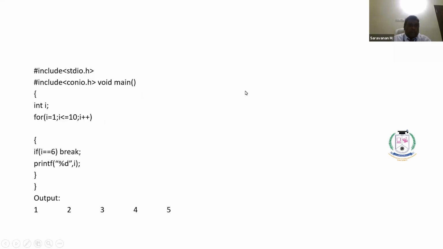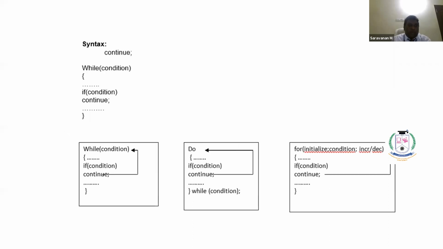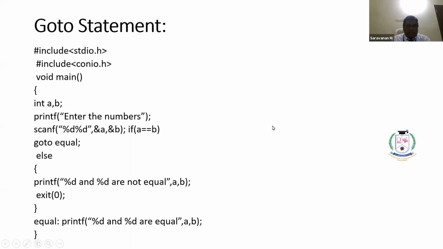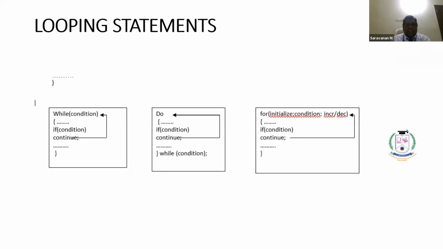Now this is the continue statement, and this is the syntax for the goto statement. And any looping structure, this is a looping statement. I'll go a little bit fast because I don't have time. I think I have to complete almost everything. So this is the looping structure.